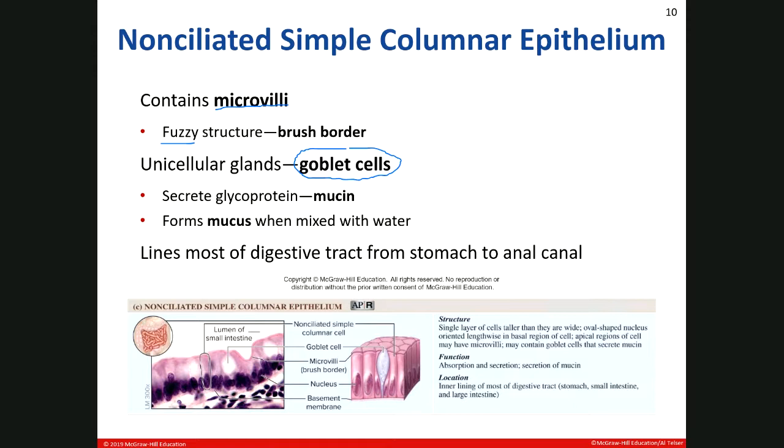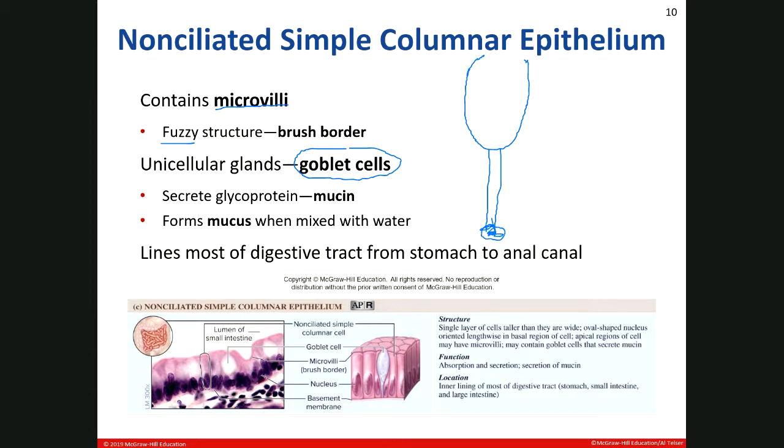So have you ever seen a goblet glass? It looks something like this. Almost like a wine glass. And it has just a slender portion to it down here. And the nucleus of a goblet cell will sit at the bottom, kind of like this. I'll show you. Okay, it's a horrible picture.